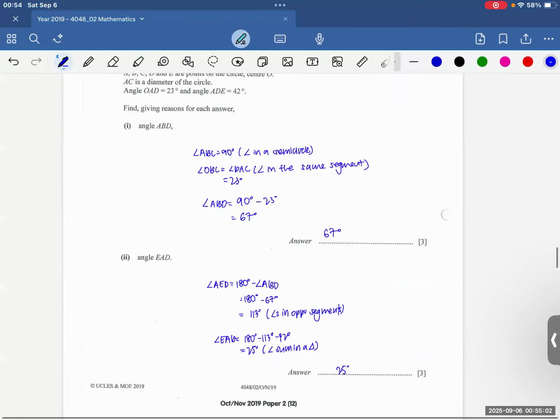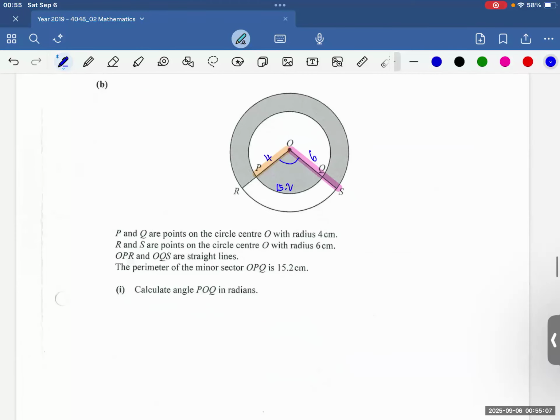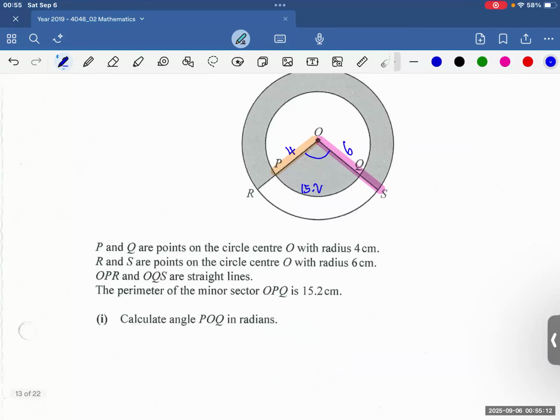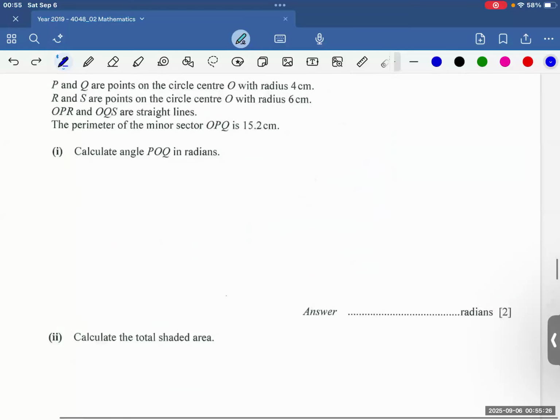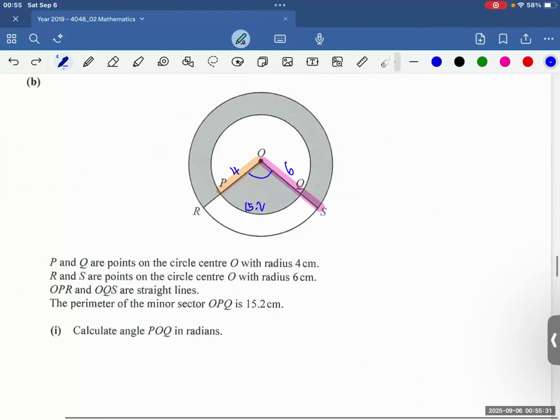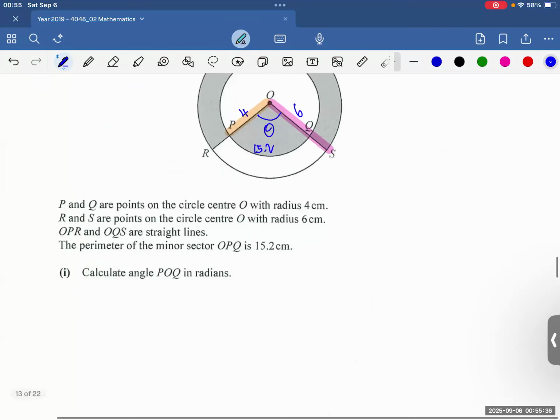Now moving on to part B. Part B is the sector area question. I've already labeled all the information in the diagram given. This part here is 4 cm, OS is 6 cm, and the minor sector's perimeter is 15.2 cm. This is a 2-mark question. We're going to let POQ, this unknown angle here, be theta.